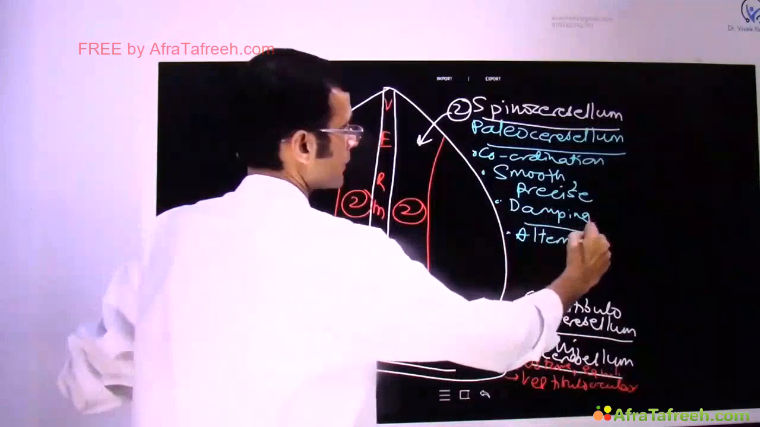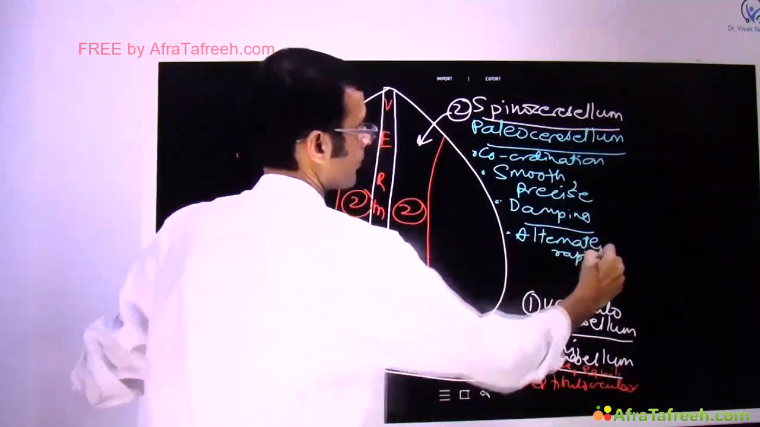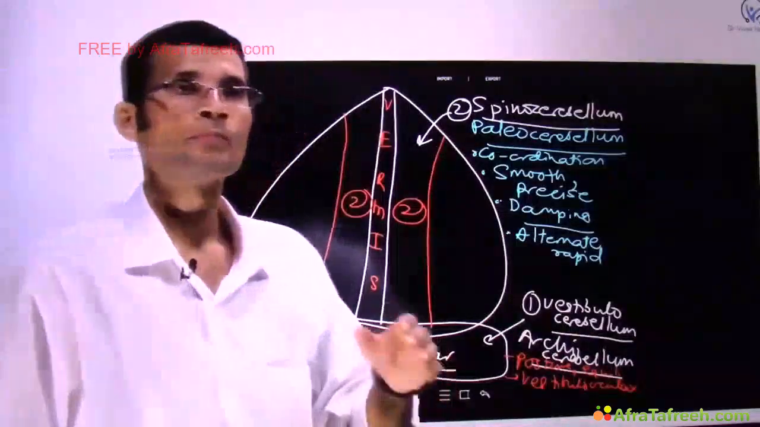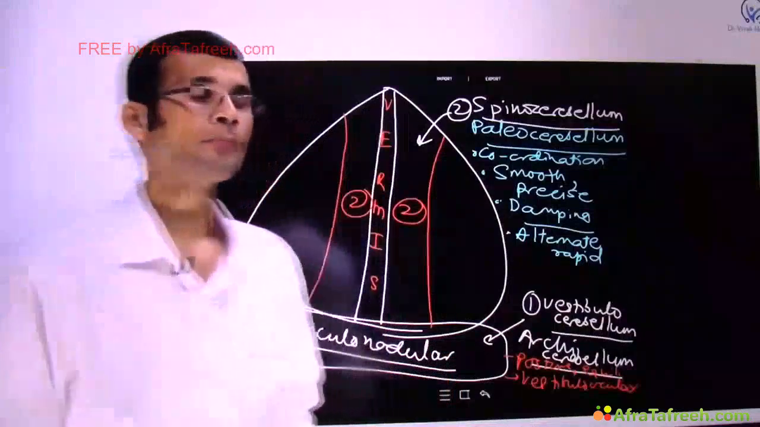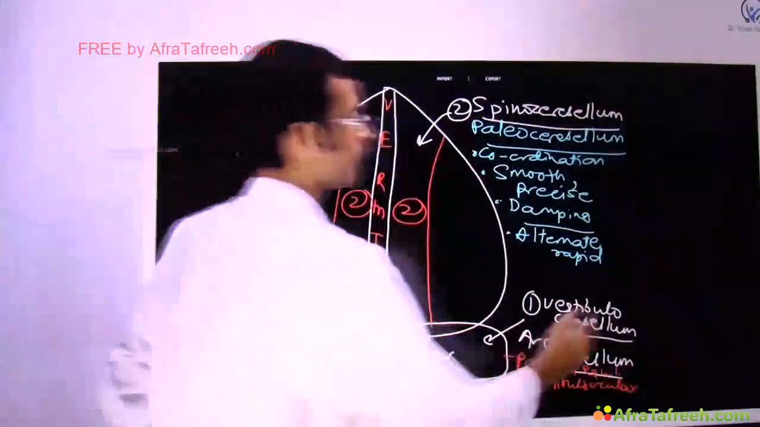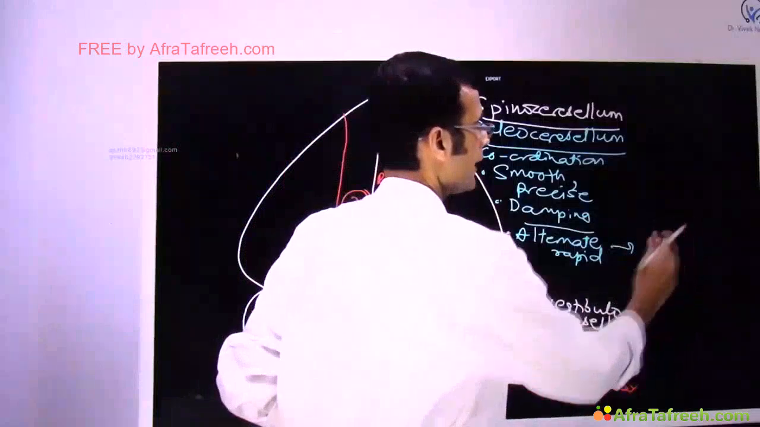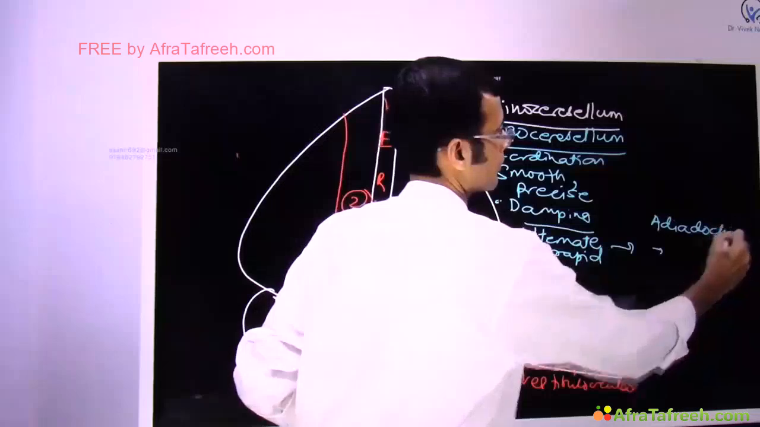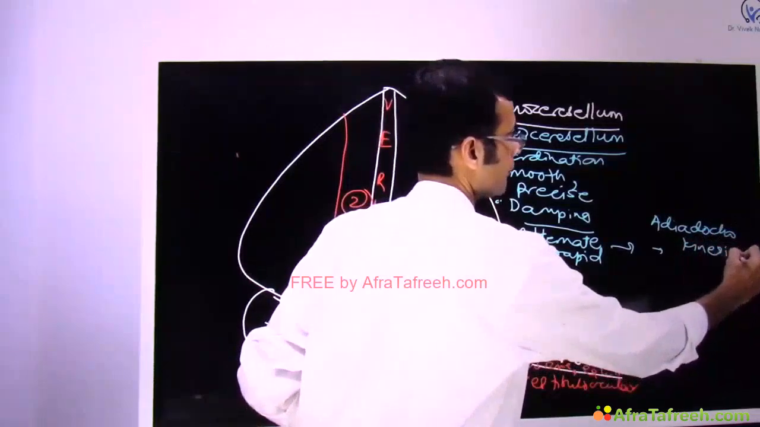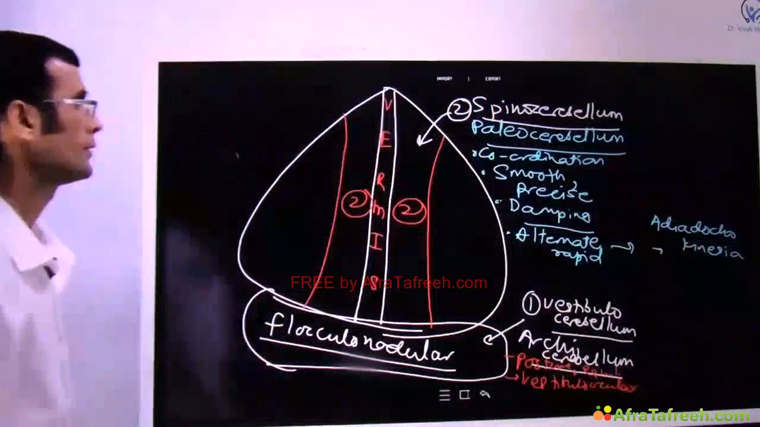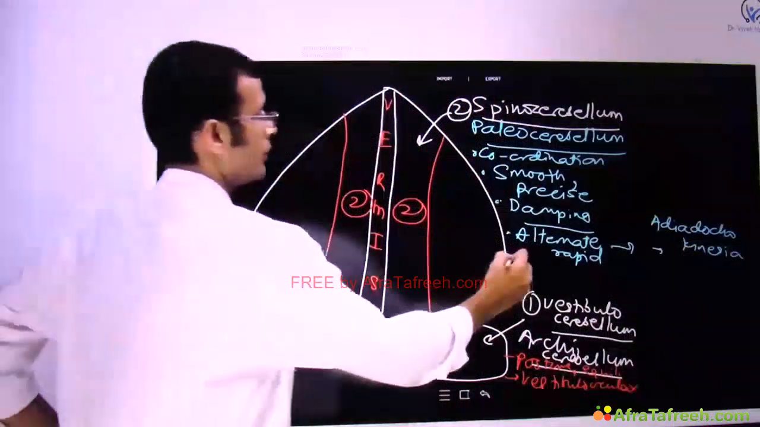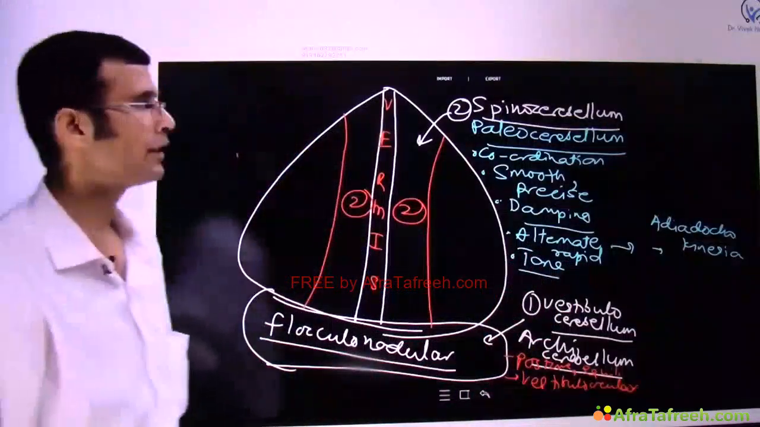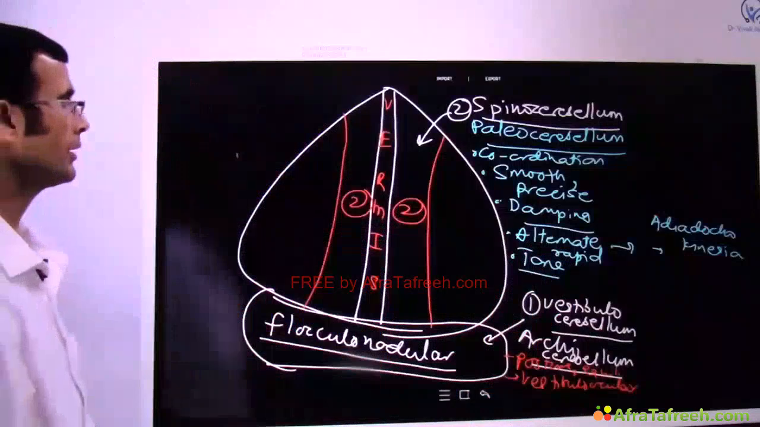Alternate rapid movements, like pronation, supination. In the lesion of cerebellum, there is failure to perform alternate rapid movements, which is called adiadochokinesis, or dysdiadochokinesia, failure to perform alternate rapid movements. Also maintain the muscle tone. So these are some of the important functions of spinocerebellum.